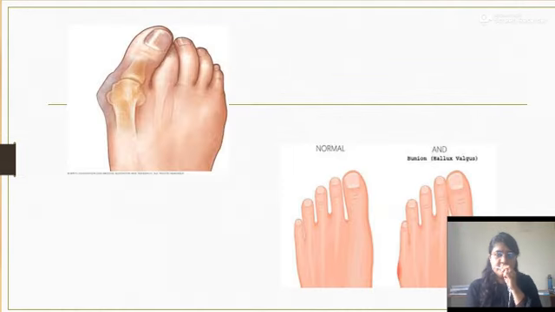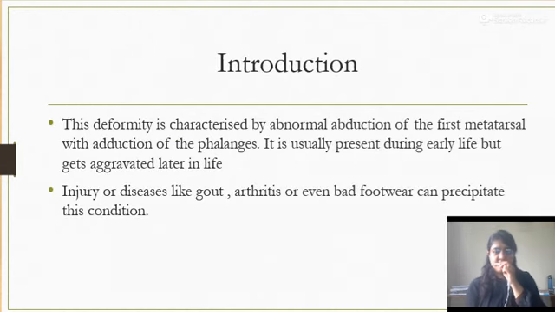This is the picture of the hallux valgus shown over here. You can see the bunion formation at the metatarsal head and there is abnormal abduction at the great toe and adduction at the phalanges. Coming on to the introduction, this is the deformity which is characterized by abnormal abduction of the first metatarsal and the adduction of the phalanges, which we just saw in the picture.